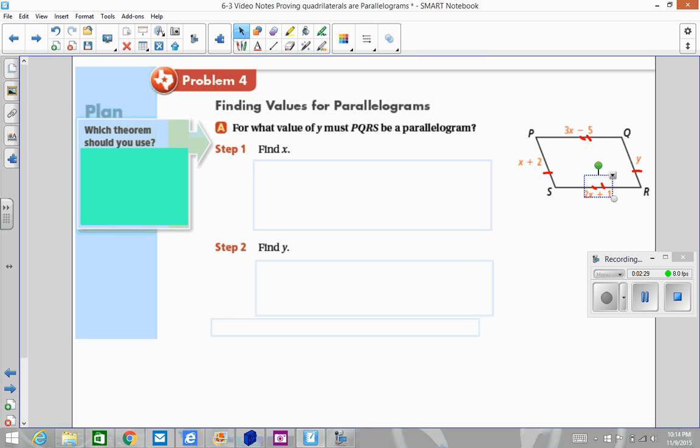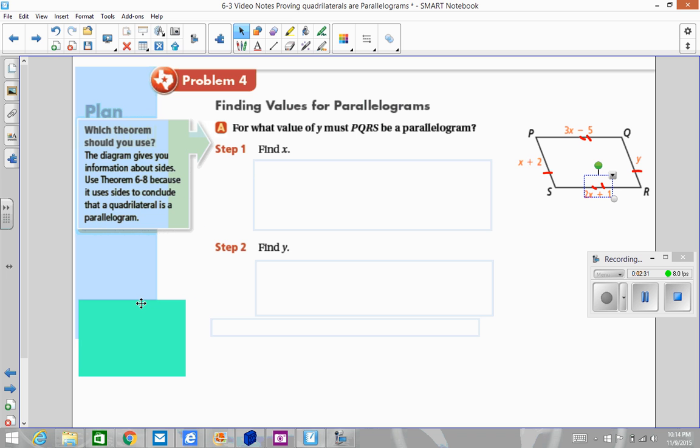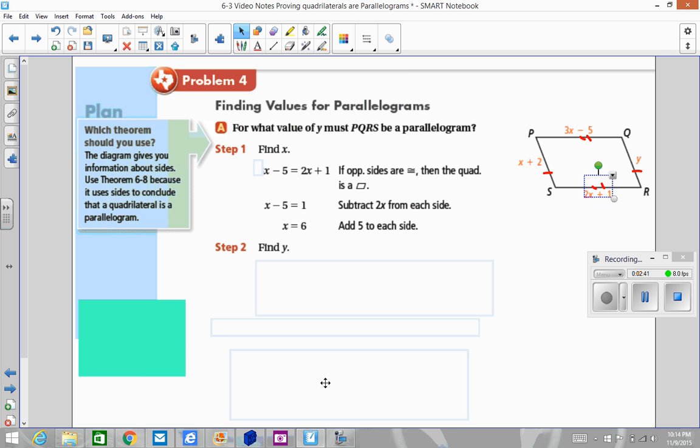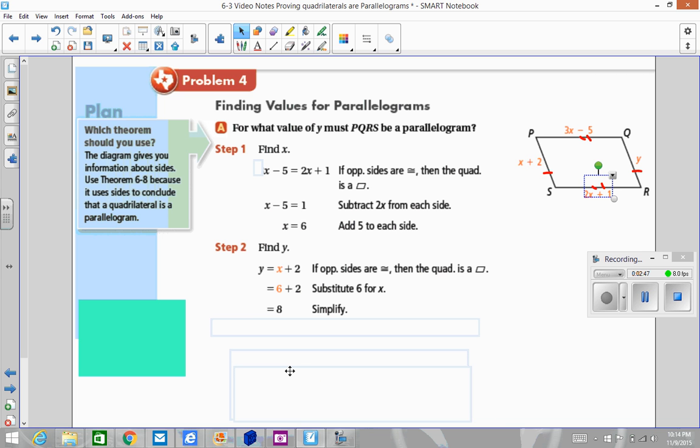So I'm going to start off by knowing that opposite sides must be congruent. To find x, I'm going to say 3x minus 5 equals 2x plus 1, and I'm going to solve this. And I get x is equal to 6. Then in order to find y, I'm going to plug the x value back in. So y is equal to x plus 2, which is 6 plus 2, and so I get 8. Therefore, in order for PQRS to be a parallelogram, y must be 8.